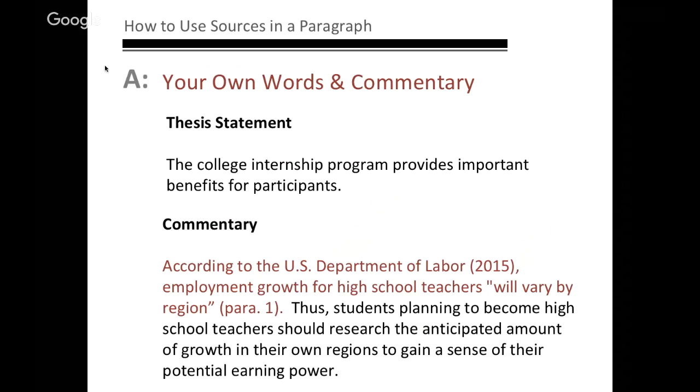Another instance of a sentence that does not require a citation is commentary on evidence. As you will see on the slide, the sentence containing a quote from the source has a citation because the text comes from an outside source. However, the following sentence that provides commentary and analysis does not require a citation because the student is using the information to further the argument being made in the paper.